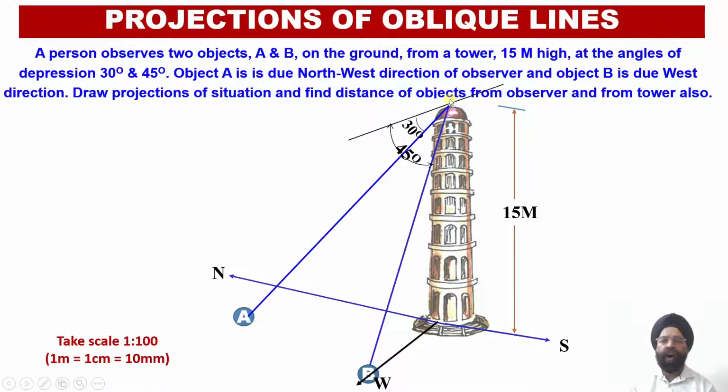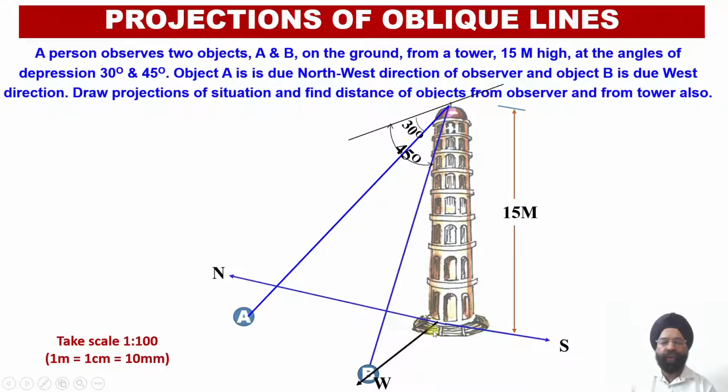The angle of depression corresponding to the observer viewing object A is 30 degrees, whereas the angle of depression corresponding to the observer viewing object B is 45 degrees. Another piece of information is that object B is located in the due west direction, whereas object A is at northwest orientation.